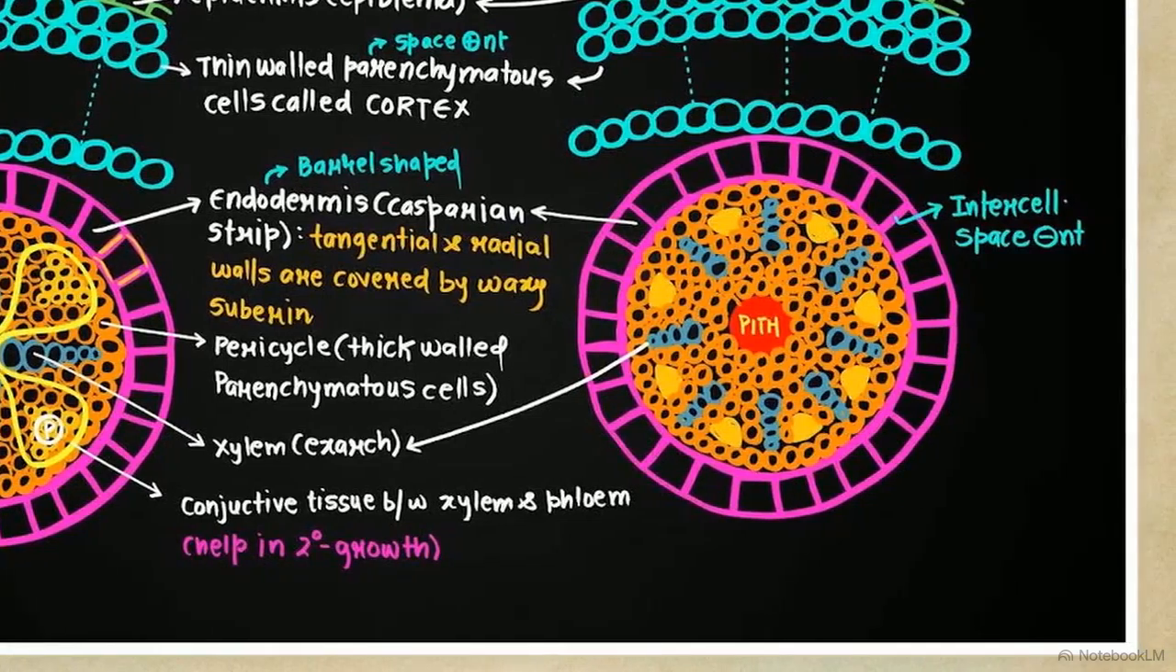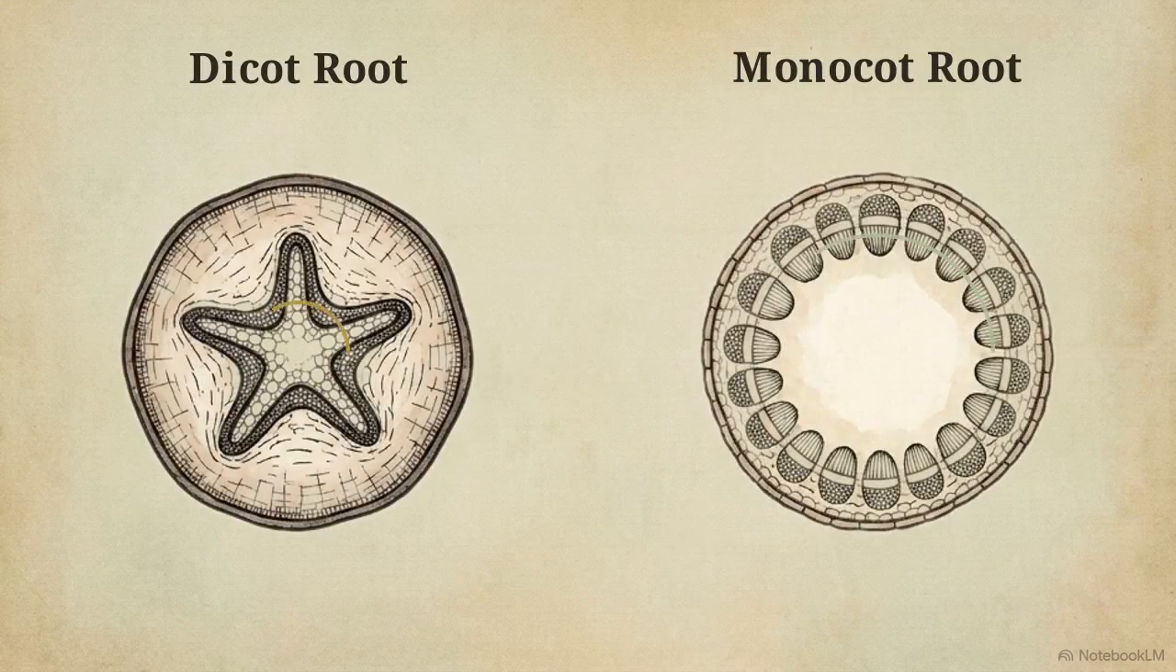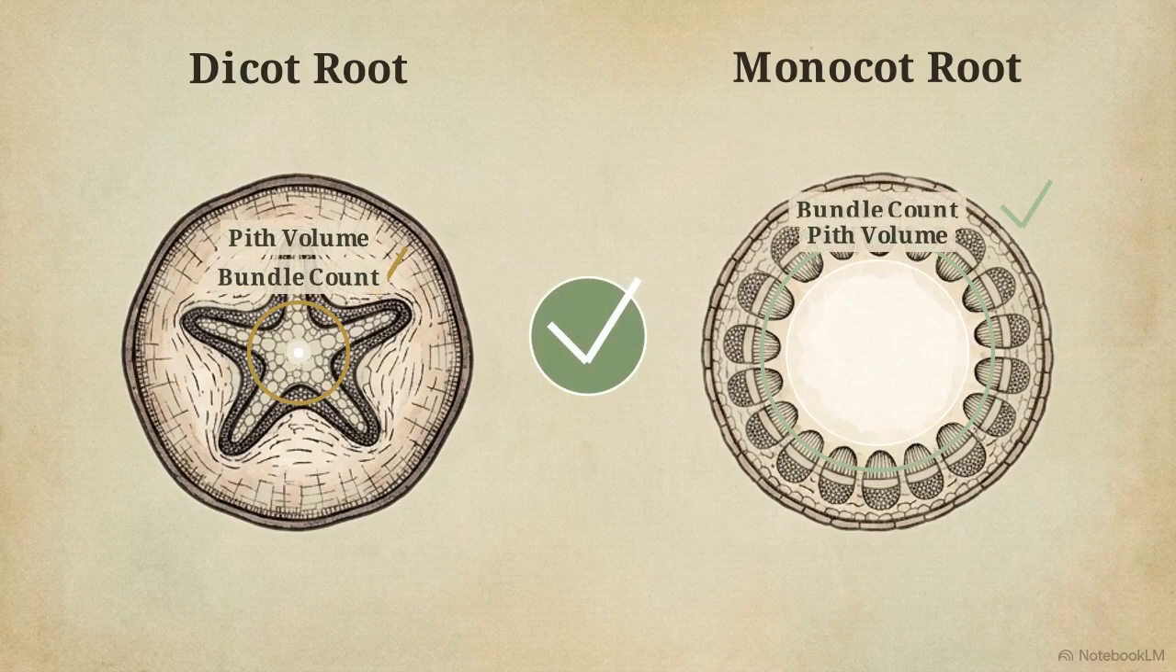It has a polyarch configuration, more than 6 vascular bundles, surrounding a massive, well-developed pith. When observing an exarch cross-section, the bundle count and the volume of the pith serve as the primary diagnostic markers for separating dicots from monocots.